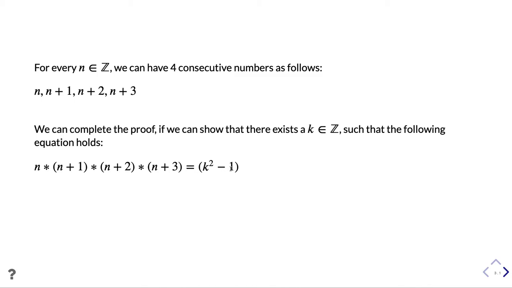This is effectively a reframing of the statement that the product of four consecutive numbers is always equal to 1 less than a perfect square. So k square is the perfect square because k is an integer, and 1 less than the perfect square should be equal to the product. So let's see how we can prove this.